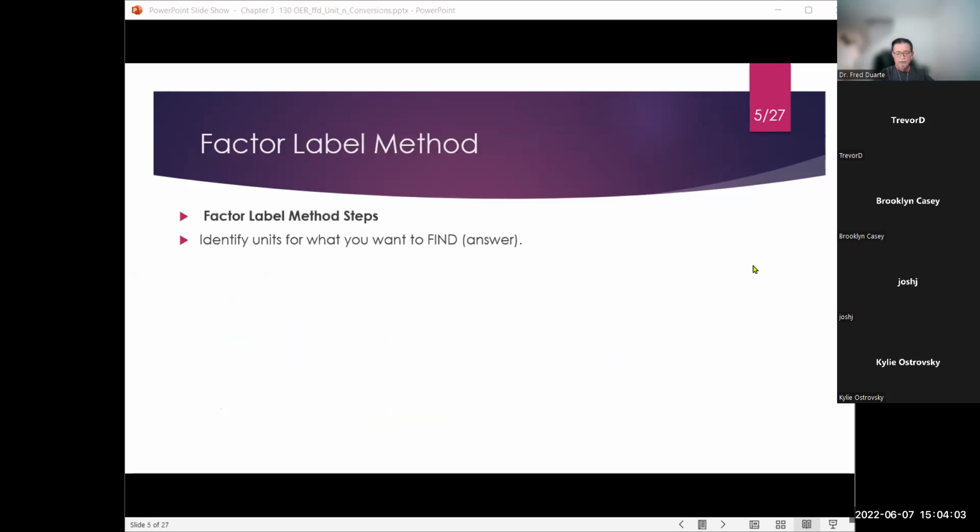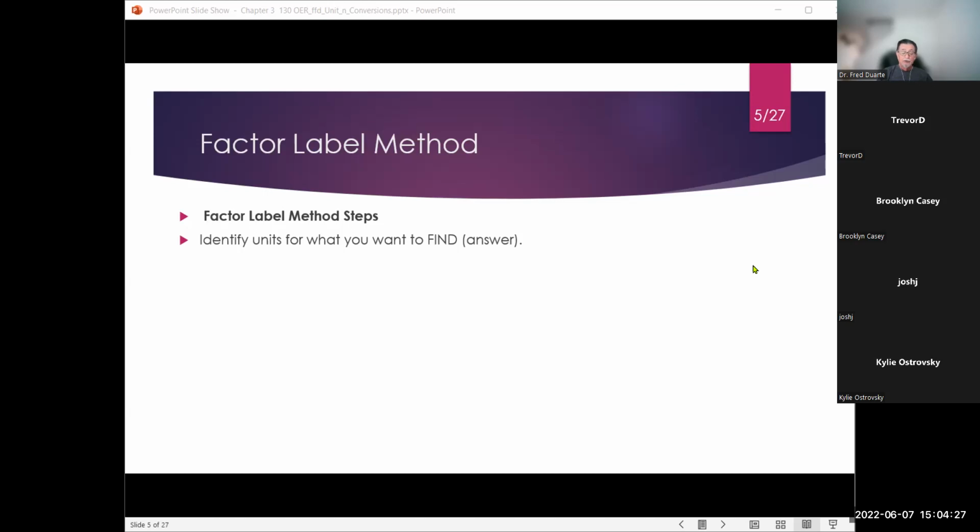Let's keep it on the straight and narrow right now. So this technique of keeping track of your units, your book talks, that gives it a name called factor label method. There's another name called dimensional analysis. I keep it simple. I just call it keep track of your units. That's what you're doing, right?